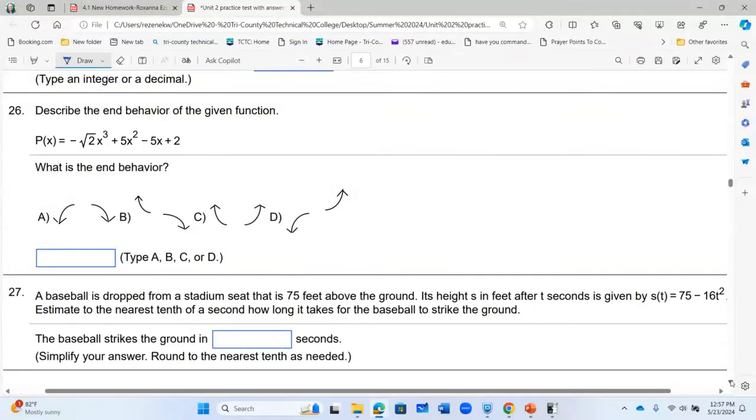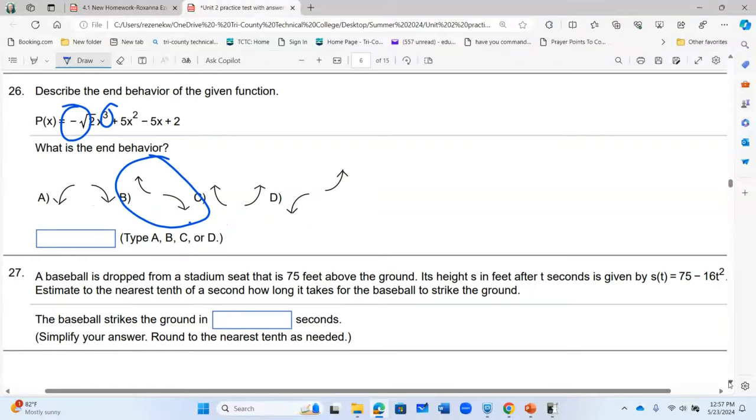The first thing we want to ask ourselves is, is the leading coefficient negative? Yes. What is the degree? Degree is 3. The leading coefficient is negative. So we are expecting an opposite behavior. The left is going up, the right is going down. Any question? This is really easy. These are the kind of easy questions you don't want to miss.